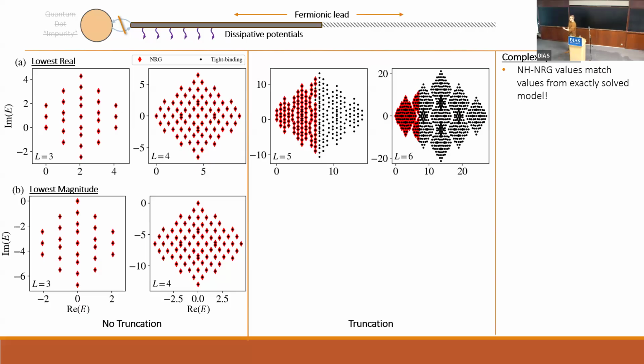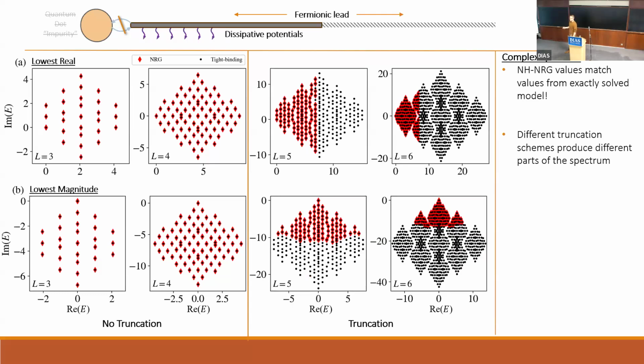Whereas if we go to the lowest magnitude truncation scheme, always focusing on those that are closest to zero in that complex plane, you actually see it works equally well. So these eigenvalues are also matching up perfectly. It's actually just generating a different component of the spectrum. Instead of generating the lowest real components, it's generating the lowest magnitude. These are closest to zero, the origin of the plane, whereas these are always just with the lowest real component.